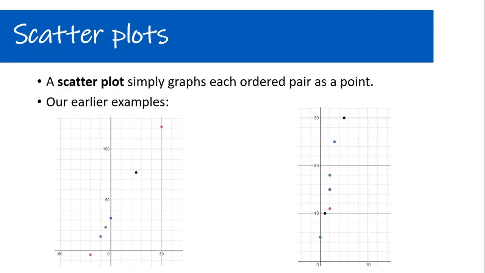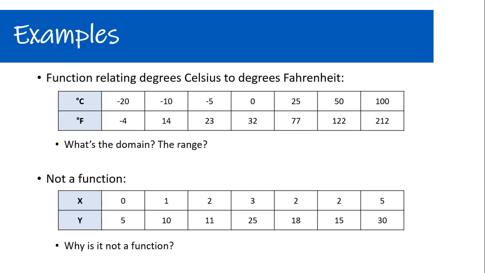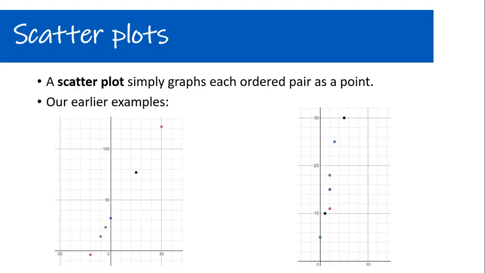A scatter plot is something we'll see a lot of in this class also. A scatter plot simply graphs each ordered pair as a point. So our earlier examples where we had those tables look like this on a scatter plot. You can see a point for each X, Y coordinate.